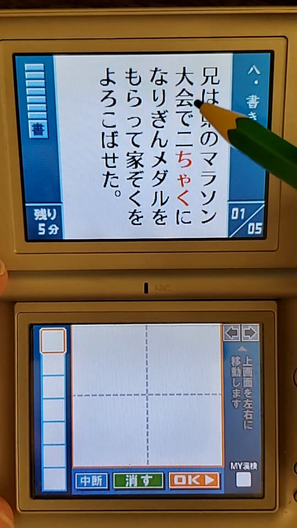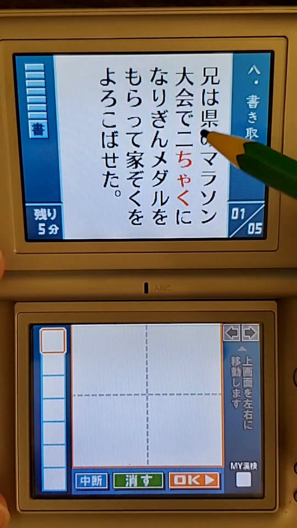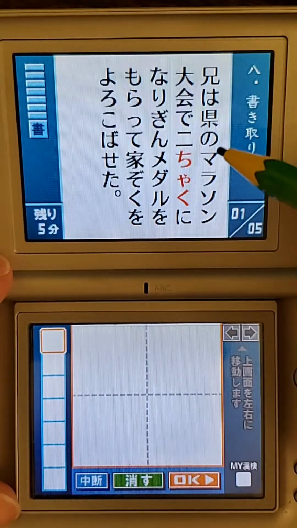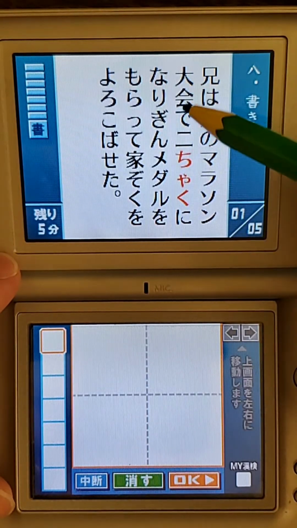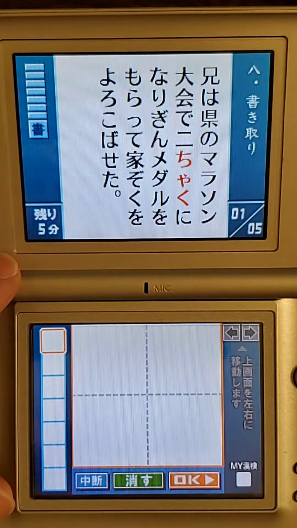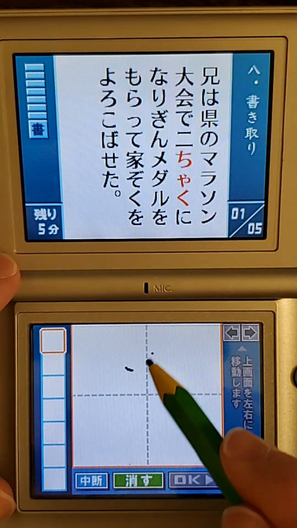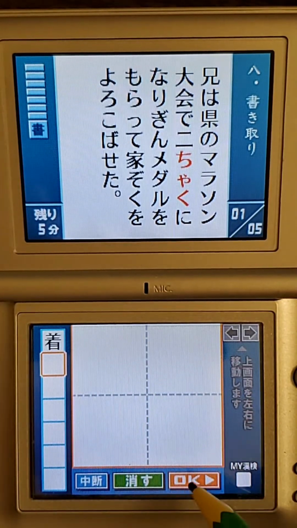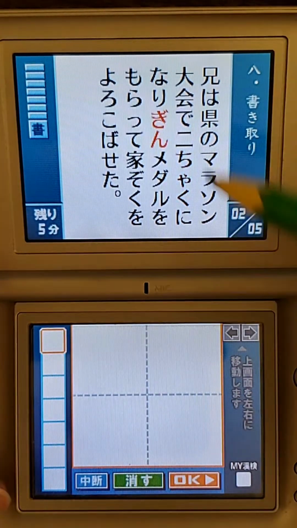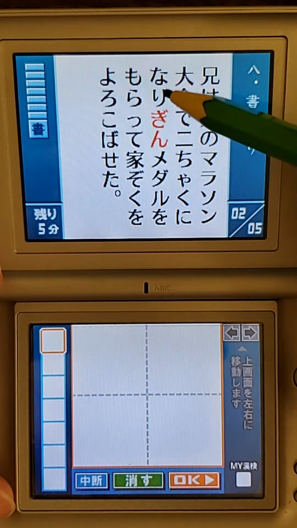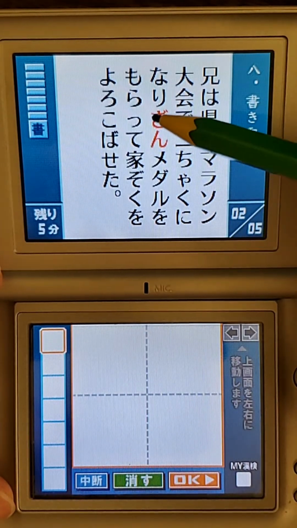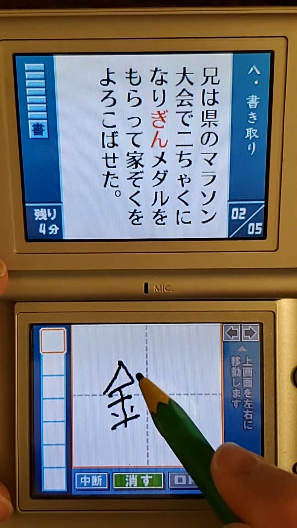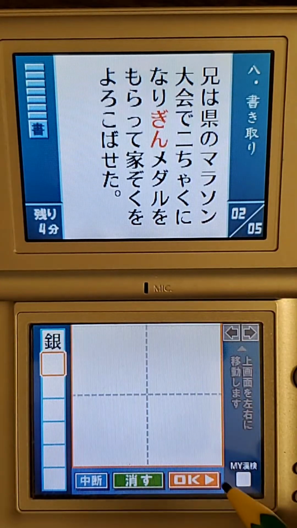So nichaku. Let's see. There's a couple different beans. Konnichiwa. Konnichiwa beans. マラソン大会で2着。着ってなんだよな。着。I'm gonna go with this. So there's a bunch of different kanji that have this reading, but I think it's this. Yep, that's right. Sometimes you just gotta guess. 2着になり銀メダル. So this is a silver medal. So you gotta write the kanji for silver. 銀メダル.